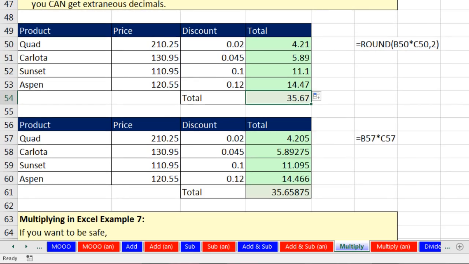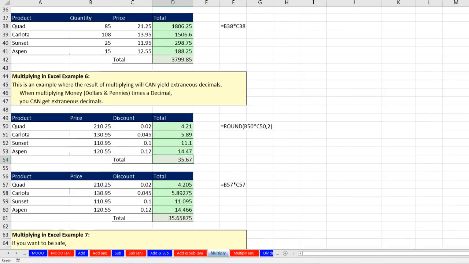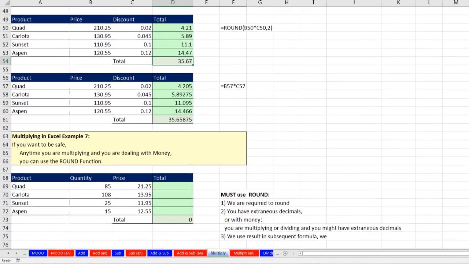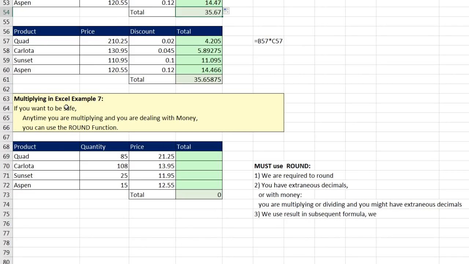Now, let's do this number 5 example again down here. I have it repeated as example number 7. Here it is, quantity times price. Remember what we said: you're in charge of this. You know the pricing structure for your invoice. But if you're building a template and you're not sure, this is a formula input. Someone could put a partial penny there. So really, our rule should be like this. We are required to round when you have extraneous decimals and we use the result in a subsequent formula.